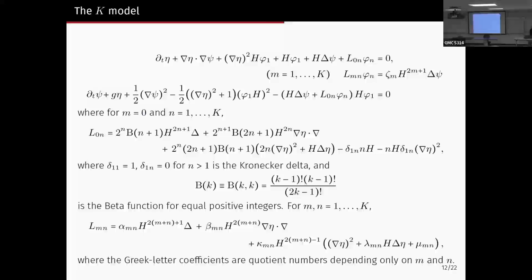So this is the general K model. We write it like that. When K increases, this is your elliptic system that you have to solve at every time step. And the first and the third are your evolution PDEs. And the variable coefficients elliptic operator takes this form, where the Greek letters are just numbers.